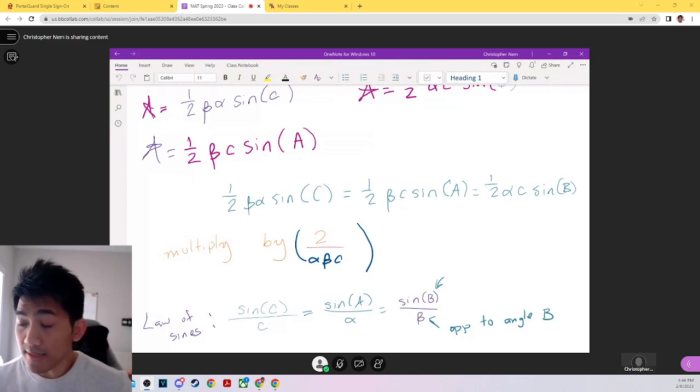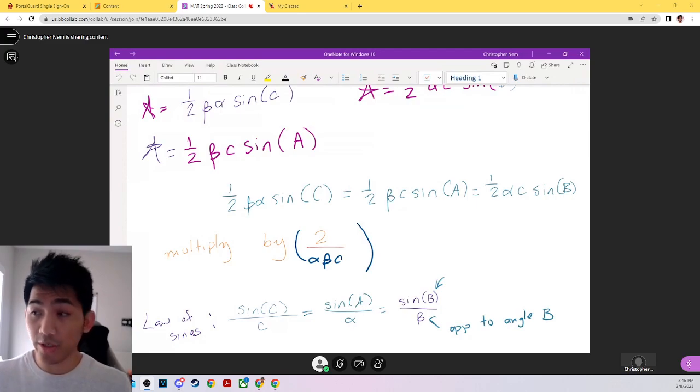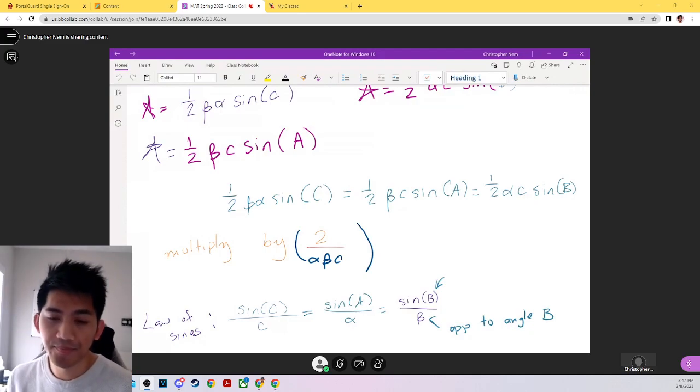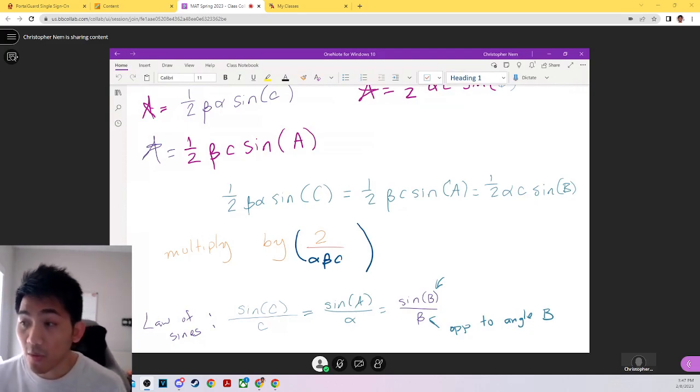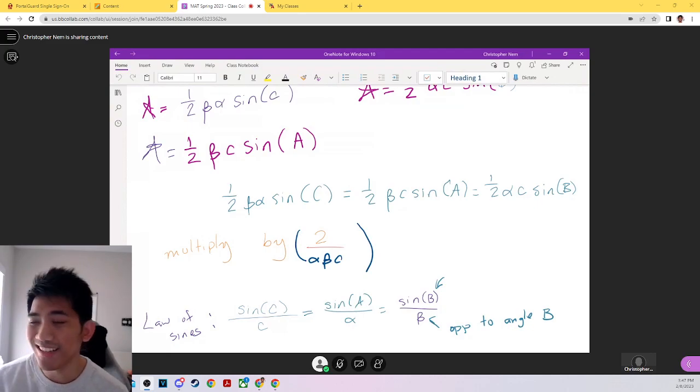And remember, these angles correspond to the side. This is the law of sines that you'll be working with. You can use this to help solve for other sides of the triangle or angle measurements of the triangle. So each of them will correspond to the opposite side for each angle. Opposite of angle C will correspond to the side lowercase c. The side opposite angle A is alpha, and the side opposite angle B is beta.